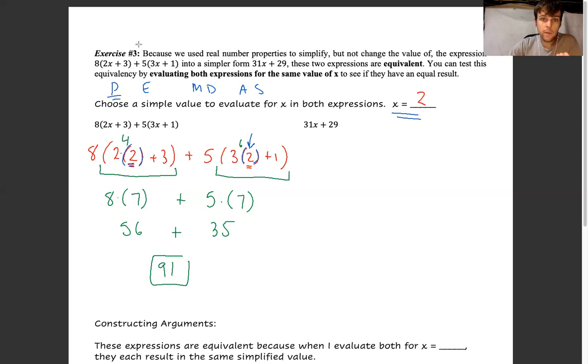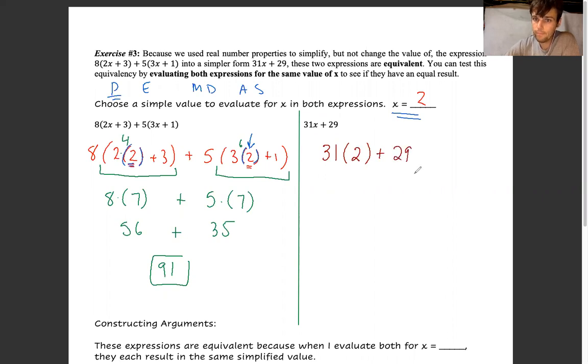Let's go ahead and evaluate this other expression for the same number, x equals 2. They should match. If these two expressions are indeed equivalent, if we did all of our simplifying correctly, we should get the same answer. But let's make sure. So 31, and there are open parentheses here, right? We're going to put a 2 inside of there, plus 29.